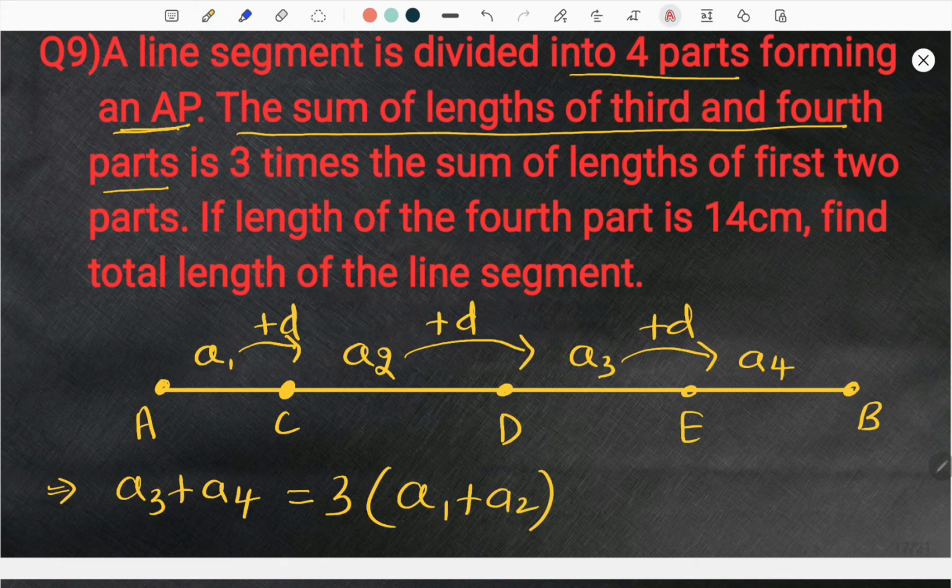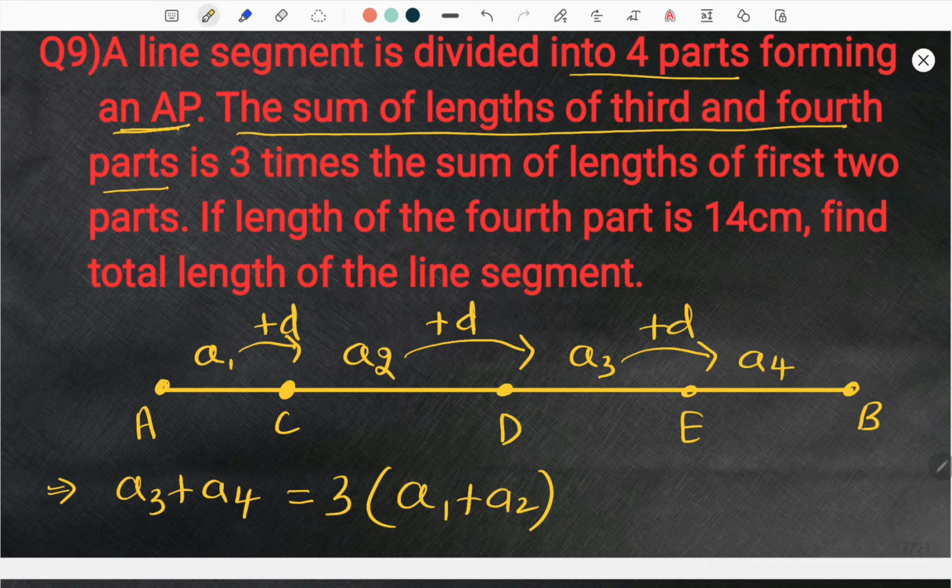Look at this statement one more time. What is this? The sum of lengths of third and fourth parts, that is A3 plus A4, is equal to 3 times the sum of lengths of first 2 parts. What are the first 2 parts? A1 and A2. Alright, so this is one equation we have formed, and they have given: if the length of the fourth part is 14 centimeter.